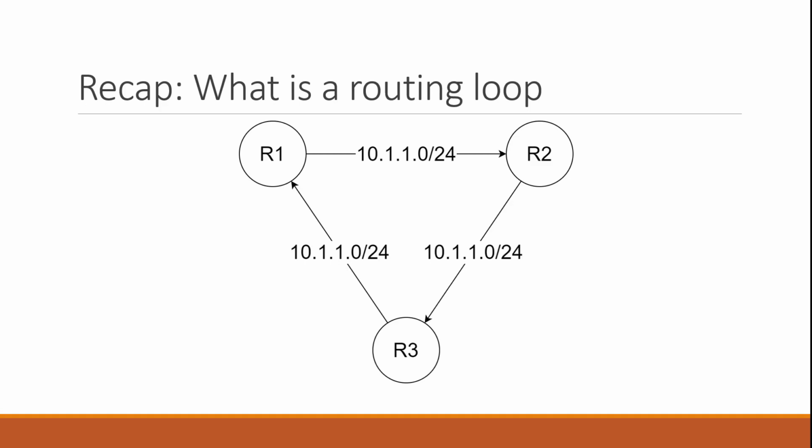A problem might arise if R1 loses its original route. Now it's going to see that it has a route to the network it lost via R2, and it may decide to send traffic to that.